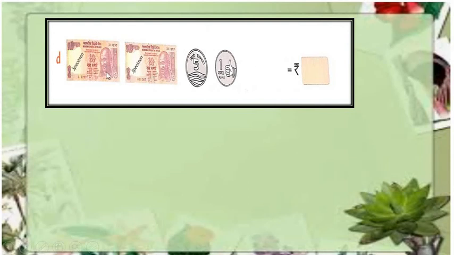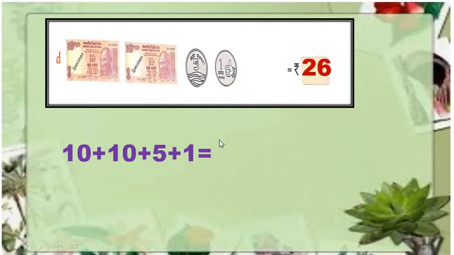We have 2 10 rupee notes, 1 5 rupee coin, 1 1 rupee coin. 10 plus 10 plus 5 plus 1. What is the total? 10 plus 10, 20, plus 5, 25, plus 1, 26. There are total 26 rupees.